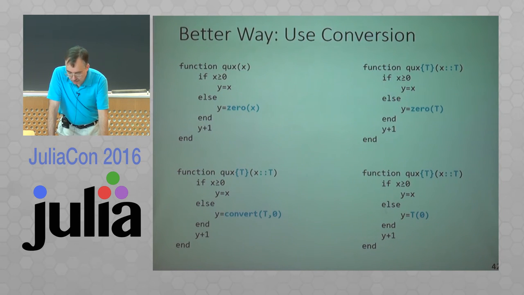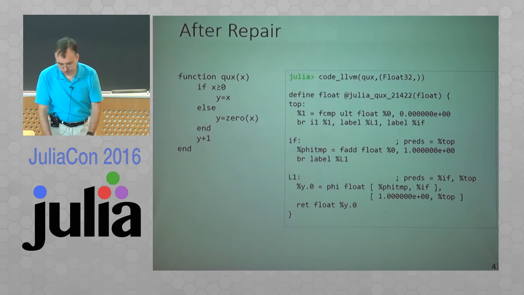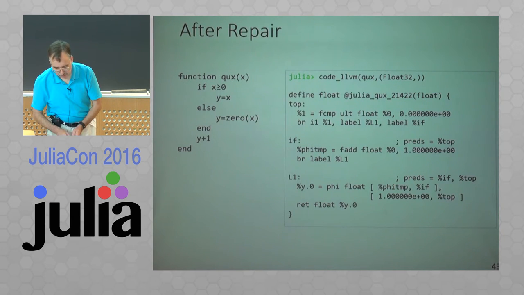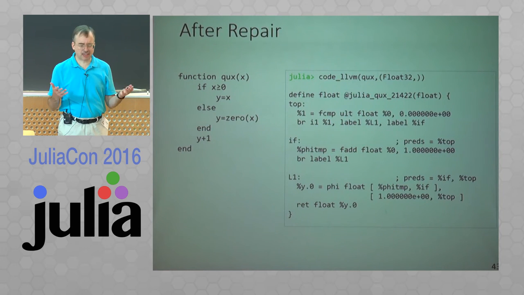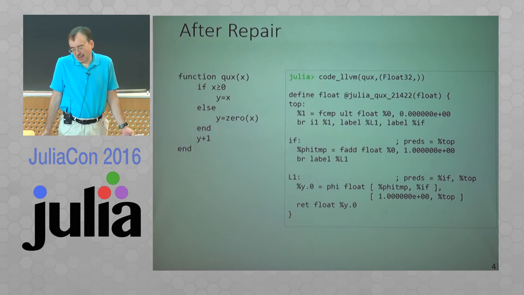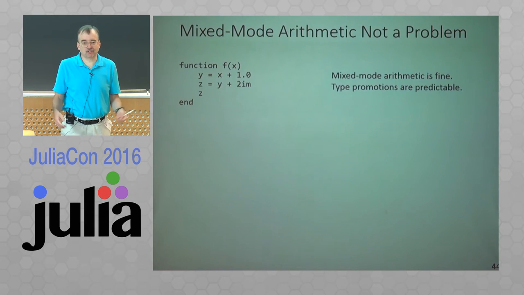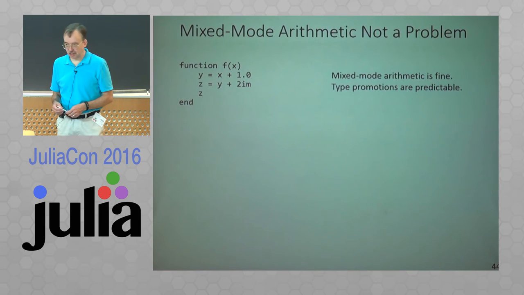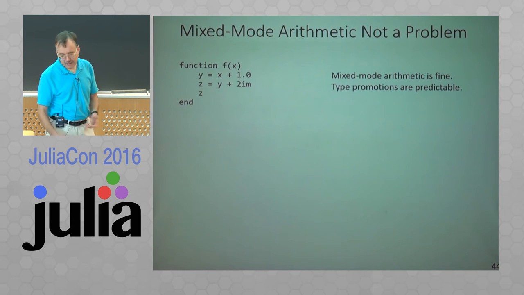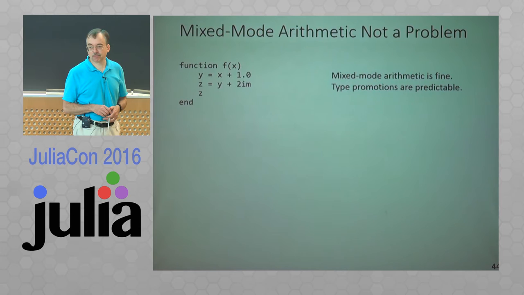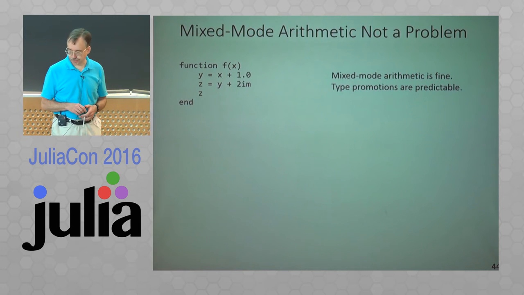All right. Bottom right, you can use a constructor. Now, there's a function zero, and I think there's one. For other constants, you pretty much have to use the constructor form or something. There's not like a function 2.5. Okay, after the repair, the code comes out looking fairly decent.